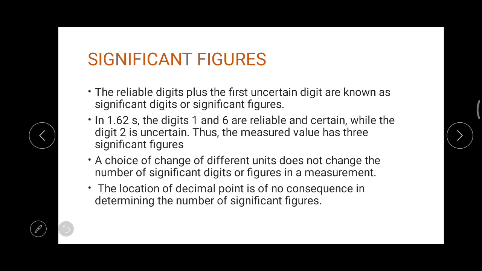So we know that significant figures are the total of the reliable digits and the first uncertain number. So here the 2 reliable digits are there and 1 uncertain number is there, so the total number of digits is 3, and the number of significant figures will be 3 for 1.62.